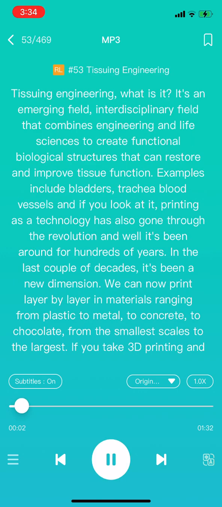Tissue engineering, what is it? It's an emerging, interdisciplinary field that combines engineering and life sciences to create functional biological structures that can restore and improve tissue function. Examples include bladders, trachea, and blood vessels.